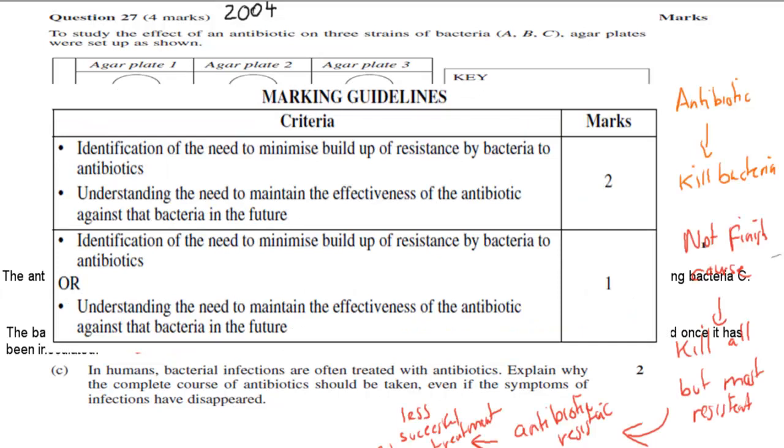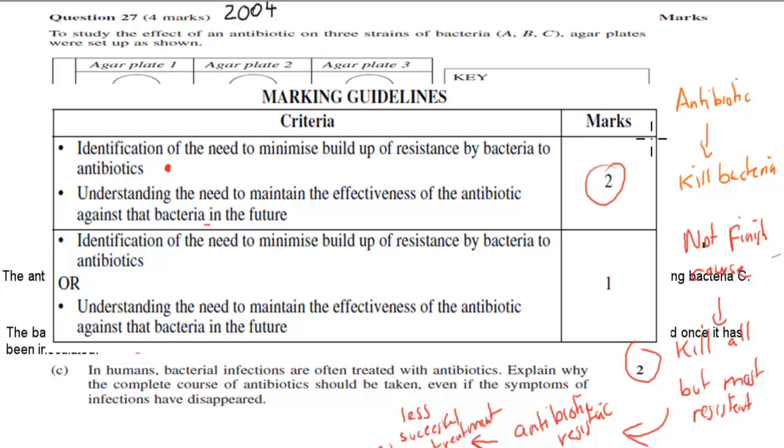And for this, we look at the next marking guideline. So it says to get full marks, so 2 out of 2, we need to have the identification of the need to minimize buildup of resistance by bacteria to antibiotics. Understand the need to maintain the effectiveness of antibiotics against the bacteria in the future. So what's the point of having bacteria not become resistant, and what does it do for us in the future if we have them become resistant? That's what we have to talk about to get full marks.